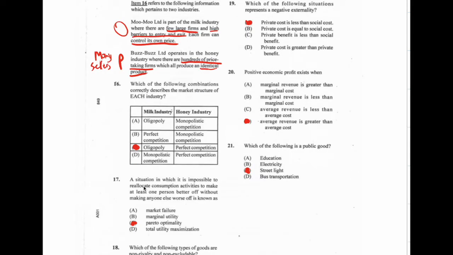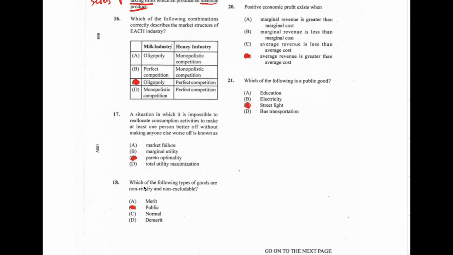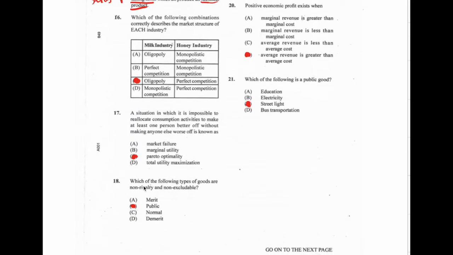C. A situation where it is impossible to reallocate consumption activities to make at least one person better off without making everyone else worse off is known as C, Pareto optimality. Which of the following goods are non-rivalry and non-excludable? And that's B, public good.